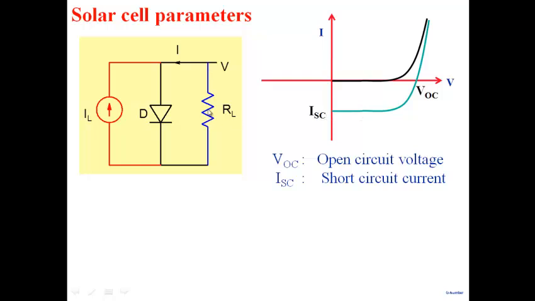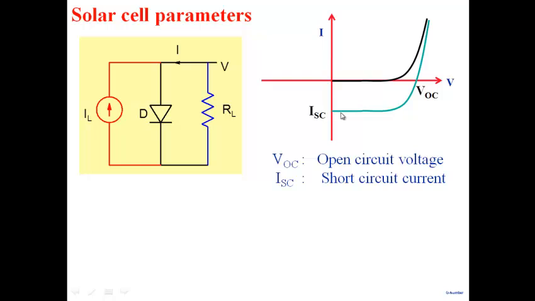On the other hand, if you remove RL, open circuited, some voltage will develop here. And this is called the open circuit voltage. So short circuit current, open circuit voltage. Is there anything else which should be important? The shape is important also. The shape of the characteristics.